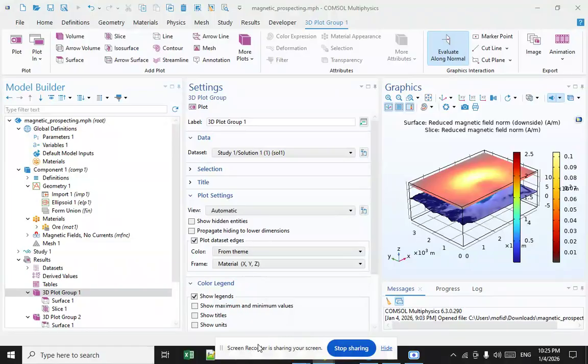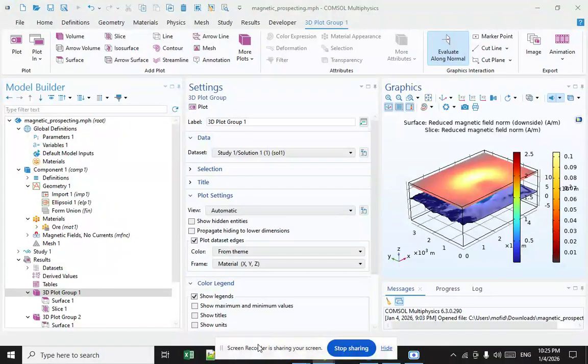The Magnetic Fields, No Currents interface automatically adds a point constraint, voltage equal to zero, using a weak term on the equation system level if there are no boundary conditions that constrain the value of voltage, such as magnetic potential or zero potential. This ensures that the scalar potential Vm is uniquely defined in problems with pure Neumann boundary conditions. Results and discussions.